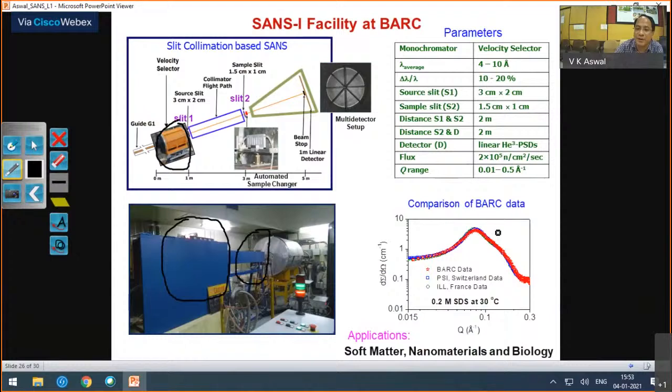And what this plot shows is the scattering data measured at different facilities. So VRC with two data measured at PSI Switzerland and in Villeneuve, France. You can see, I mean, in the Q range, we can measure data. They nicely overlap. So Q resolution and other issues, they are perfect with respect to the international instruments.